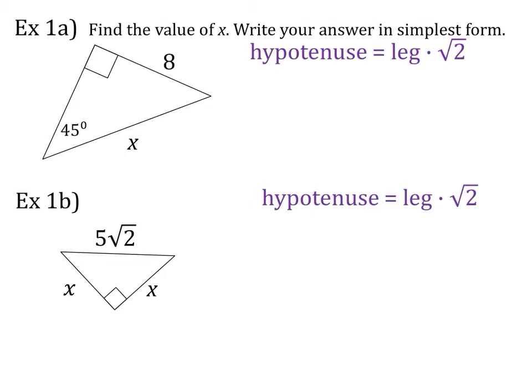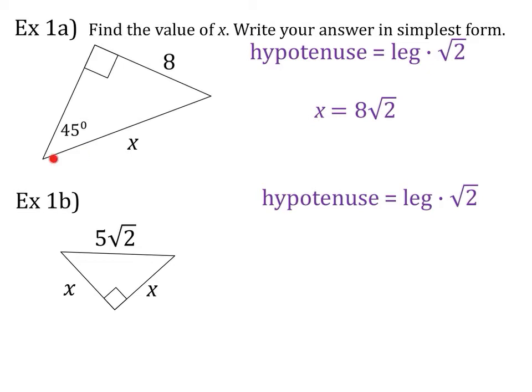We're going to find the value of x and write our answers in simplest form. So since we're dealing with 45-45 right triangles, we'll start by setting up our equation. So hypotenuse equals the leg times the square root of 2. And next you'll just substitute in the values. So our hypotenuse is x, and then our leg is 8. So we end up plugging in 8 for the leg, and we get 8 square root of 2.